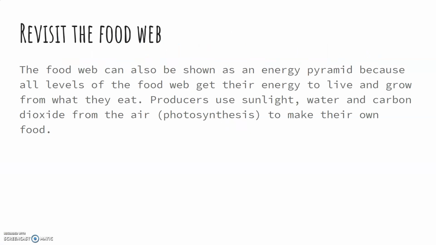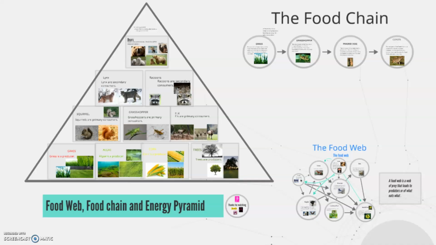The food web can also be shown as a pyramid because all levels of the food web get their energy to live and grow from what they're eating. So producers use sunlight, water, and carbon dioxide from the air for photosynthesis to make their food.